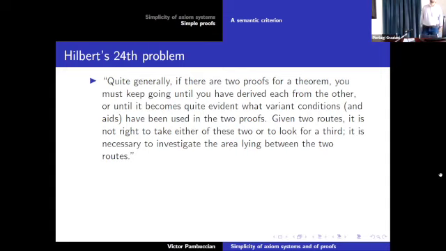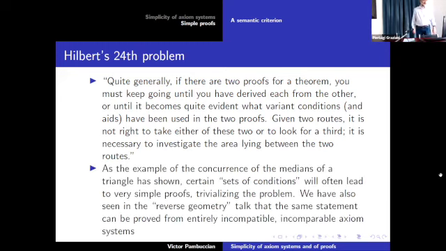Here's another quote from what Hilbert wrote down. He said, quite generally, if there are two proofs for a theorem, you must keep going until you have derived each from the other, or until it becomes quite evident what variant conditions and aids have been used in the two proofs. Given two routes, it is not right to take either of these two or to look for a third. It is necessary to investigate the area lying between the two routes.